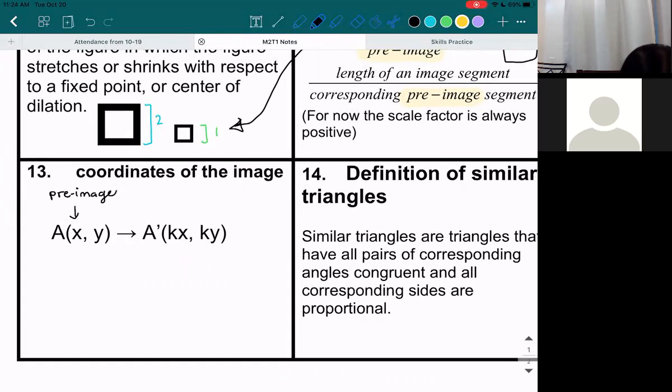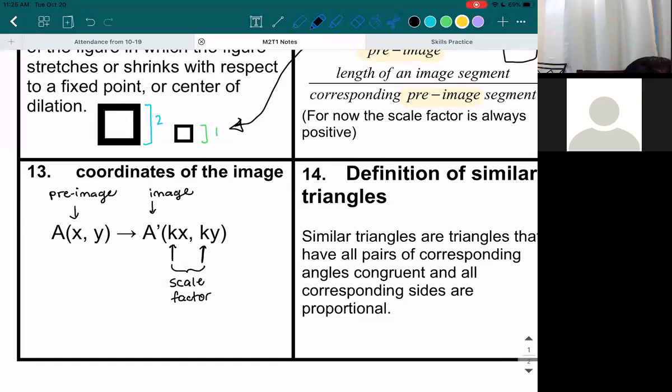And then the arrow indicates that we're changing it, we're transforming it somehow. A prime would be your image. And then you'll notice that there's a k being multiplied to the x and the y. This k, this is your scale factor. Okay, so the coordinates get changed by the scale factor.